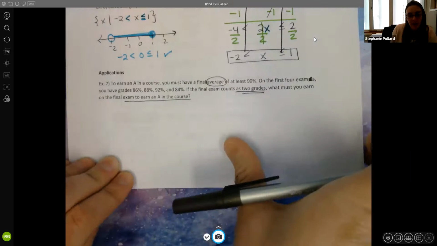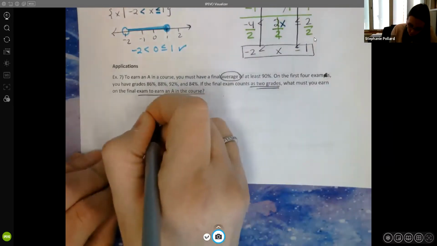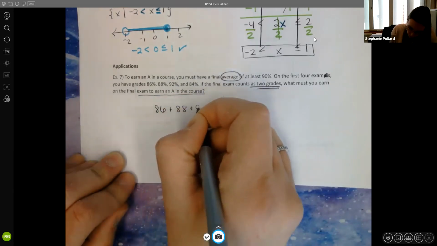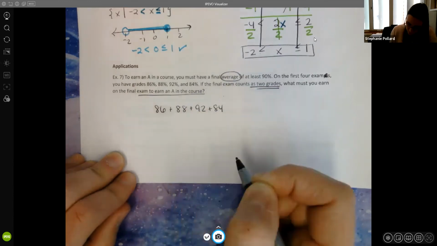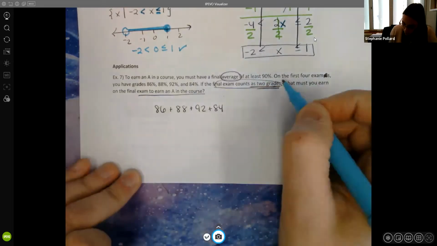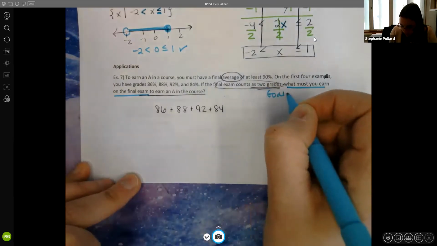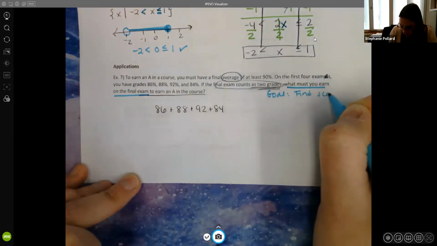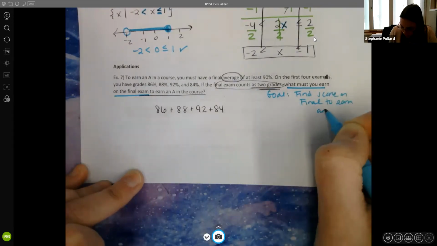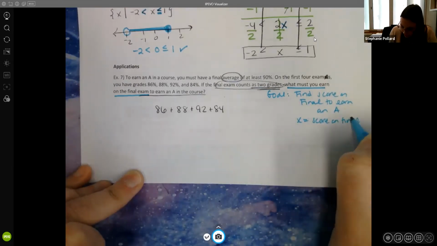So think about this. When we take an average, we add up all our scores and we divide by the total. So far for our scores, we have an 86, we have an 88, we have a 92, and we have an 84. I know the final exam counts as 2 grades. Here's my question. What must you earn on the final? So our goal is to find your score on the final to earn an A. So let's let x equal our score on the final exam.